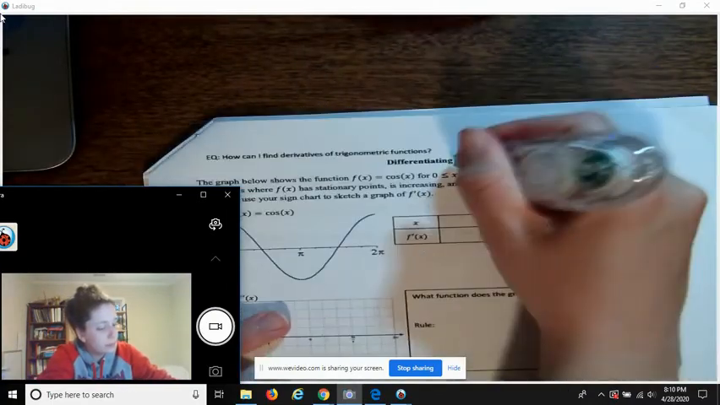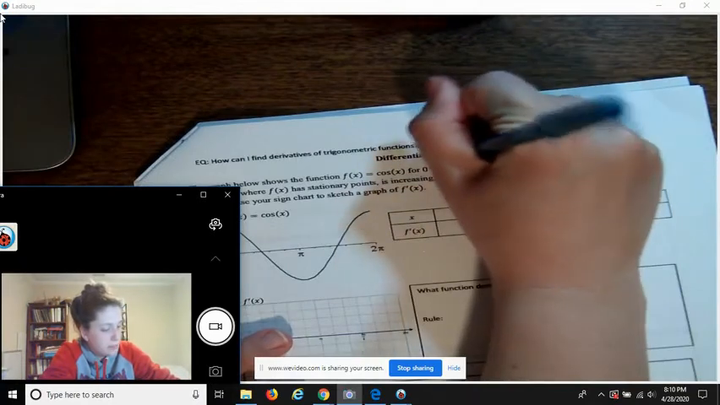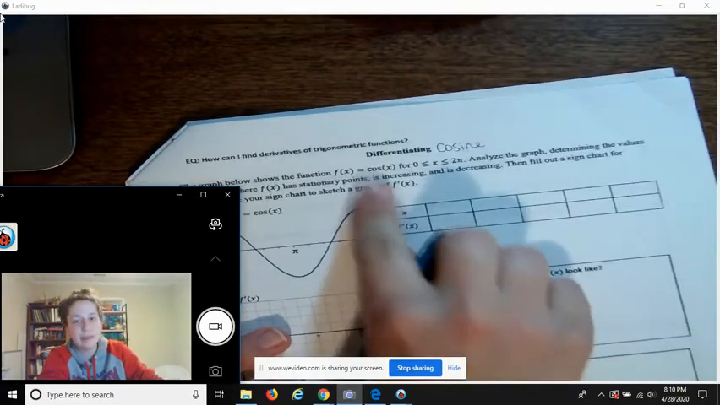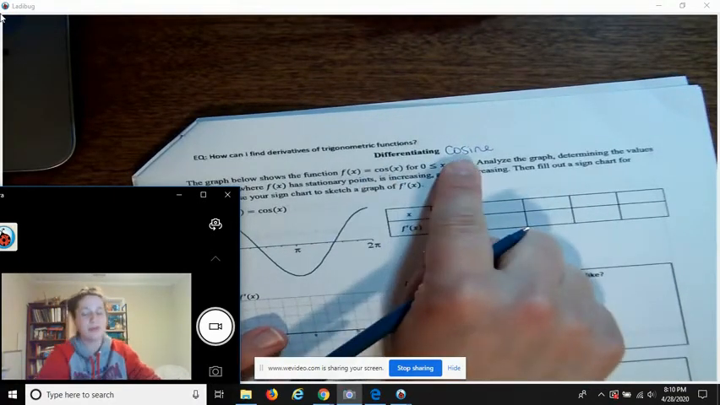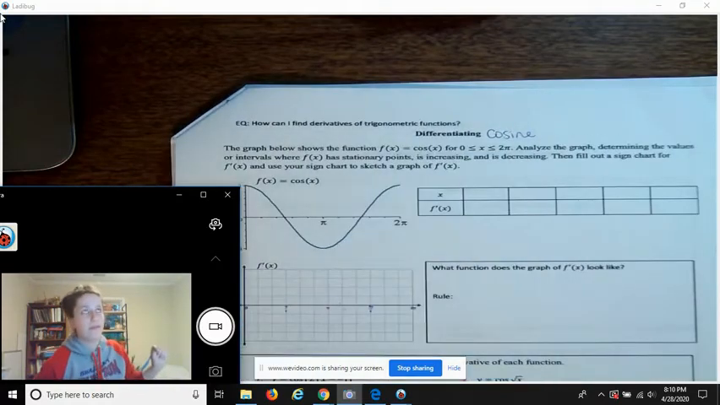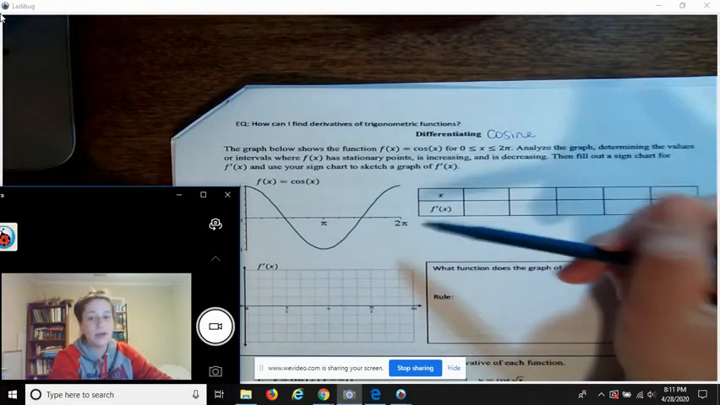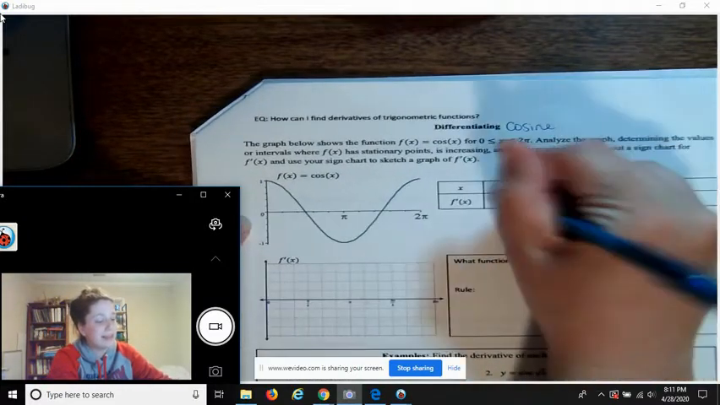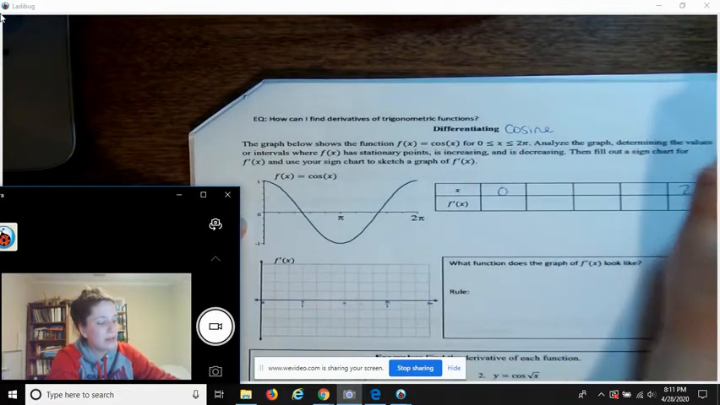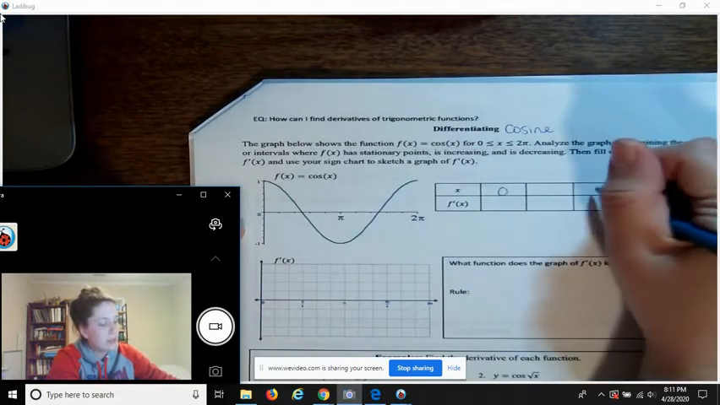Differentiating this, there is a typo on your sheet. It should say cosine. Okay, it's here, but I'm sorry, there was a typo. I've fixed it now. Okay, so again, you're going to look at your x values. It starts at 0, ends at 2 pi, so we're going to have the same values here because sine and cosine have the same period.